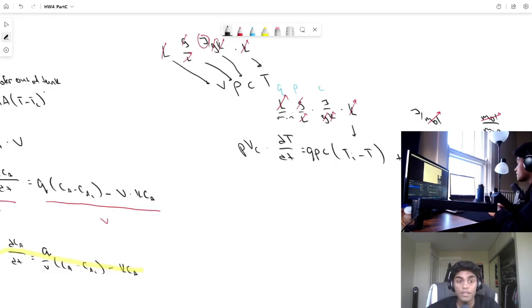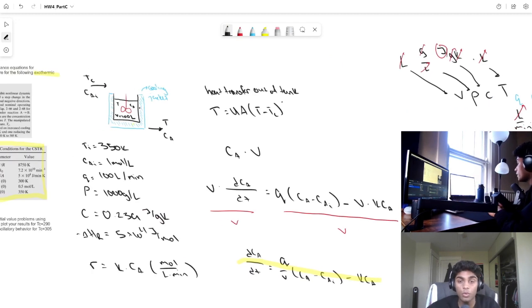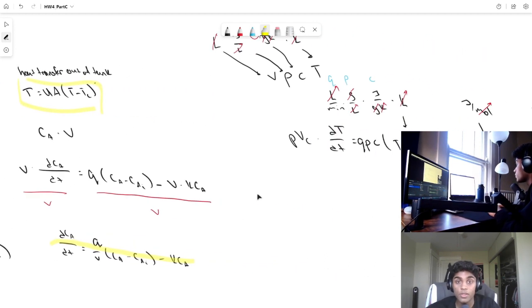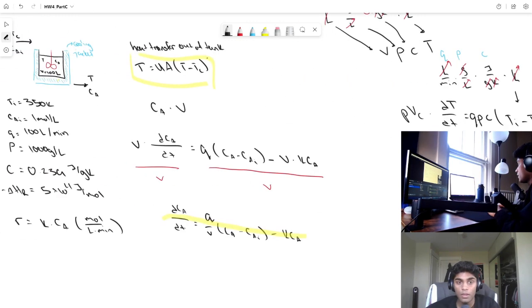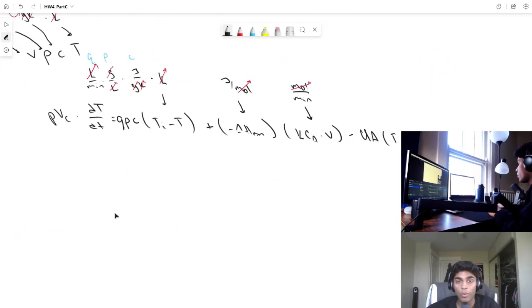And then the last thing is the heat that is being lost thanks to this cooling jacket that we have. And remember, we wrote that out here. So we are going to subtract that heat, minus UA times (T minus temperature of coolant). And now what we want to do, we are going to divide both sides by rho V C.